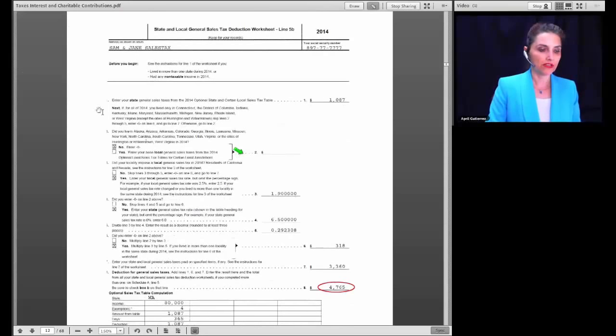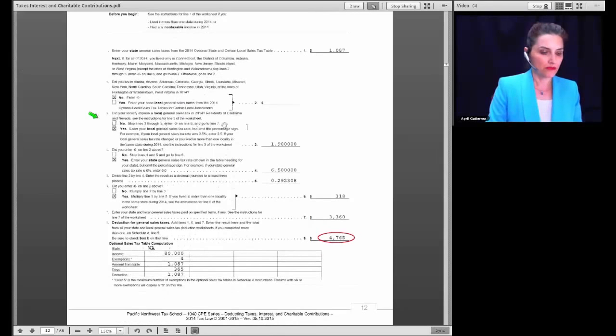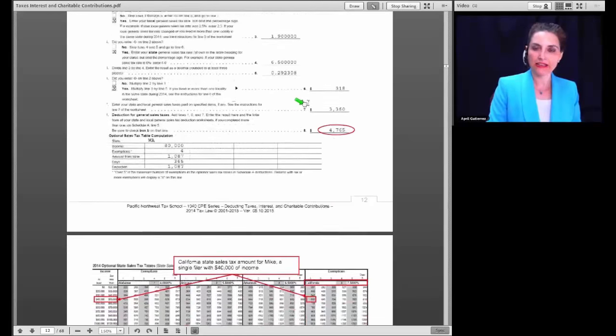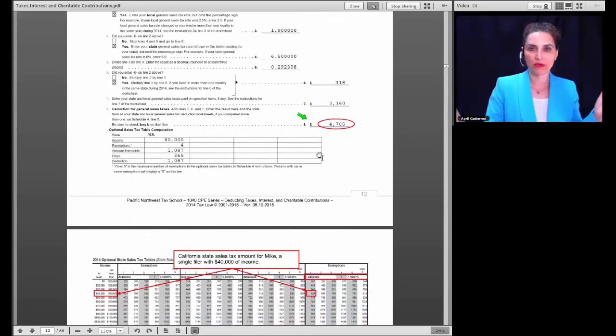Now here is the completed worksheet for these particular filers. You can see line 1, we've entered that $1,087. Line 3, we've entered 1.9% as the Clark County rate. Line 4, we enter the state rate. Line 5, we divide the Clark County rate by the state rate, and when we do that, we get 29.23%. We multiply 1,087 by 0.2923, we get 318. We add in the tax paid on the SUV, and whammo, we've got the total state sales tax deduction allowed for the year.